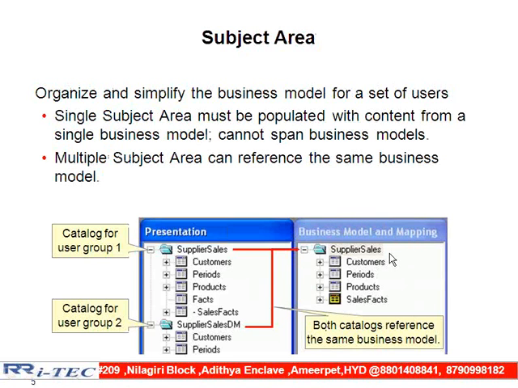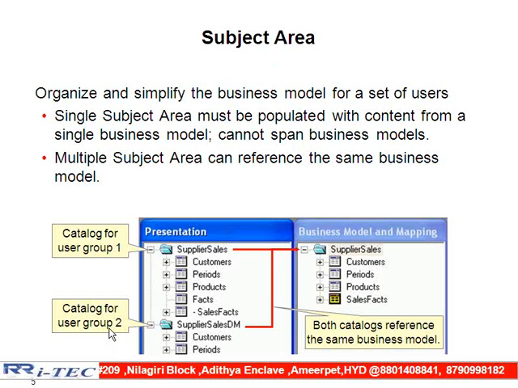Only one business model is called supply sales. Here, how many subject areas are available, sir? This is one subject area, this is another subject area, so two subject areas are available. The subject area I created for one set of users is called user group 1. The subject area I created for another set of users is called user group 2. And I will give permissions accordingly.